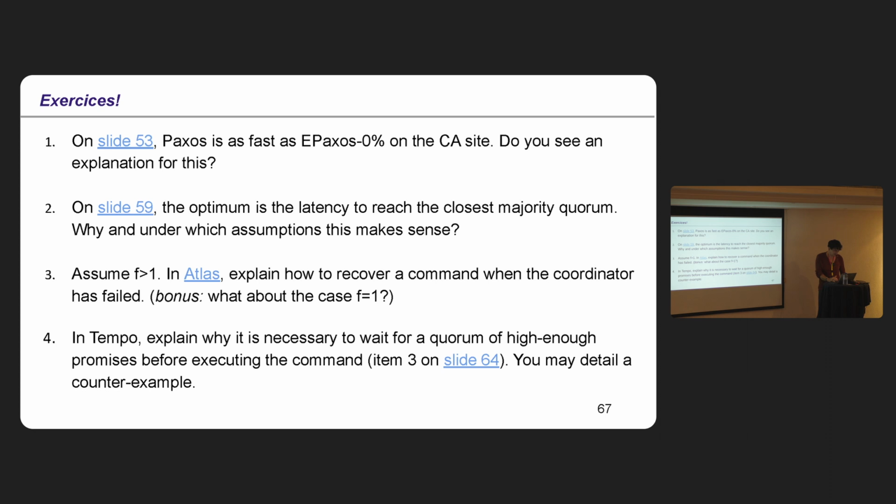Okay, so let's go with the fourth question. In Atlas, how to recover a command when the coordinator has failed? Assume f greater than 1. Oh, it's not the right one. Yeah, strange.